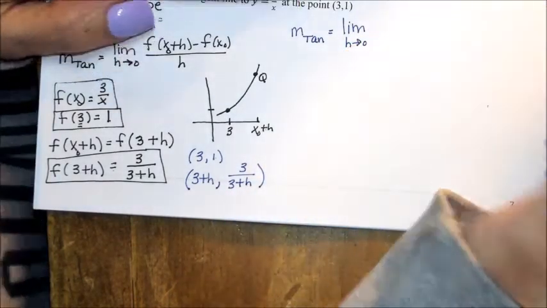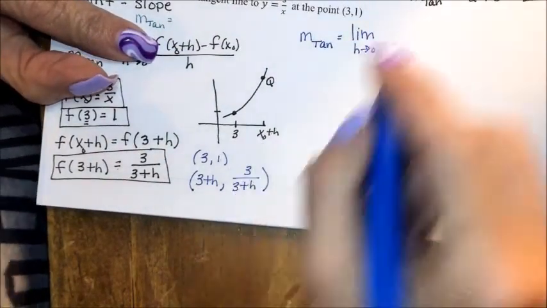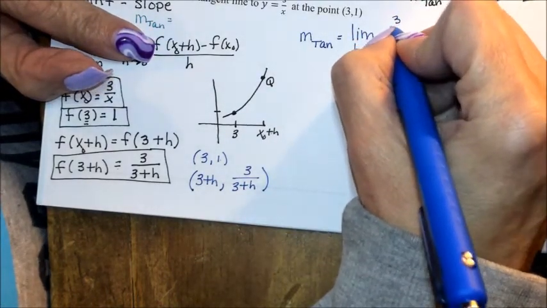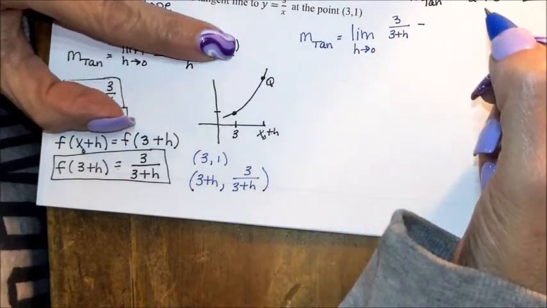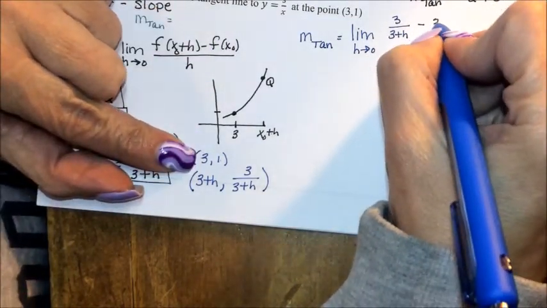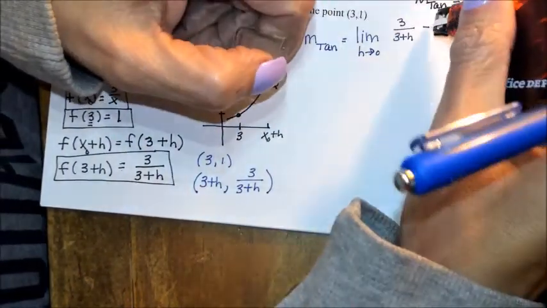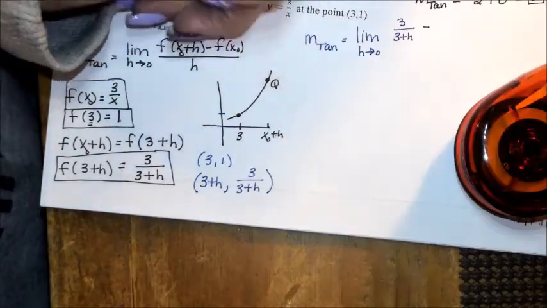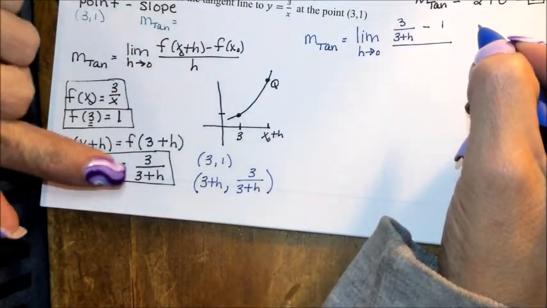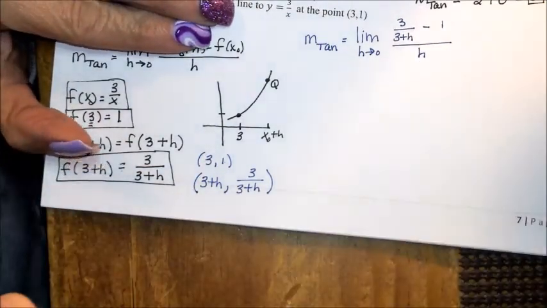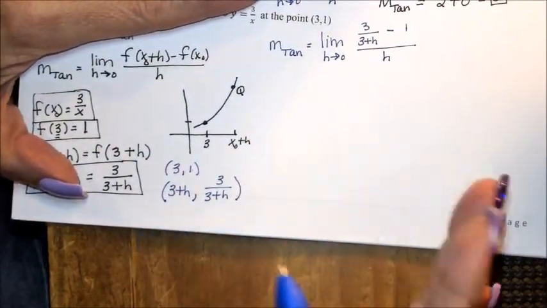Okay. Where am I at? So we're going to plug this in. x plus h would be this one, so that'll be 3 over 3 plus h minus f of x, which was this one right here. Oh, sorry, 1. I put 3. f of x is the 1, all over h. Once you get to there, it's just a matter of solving it.